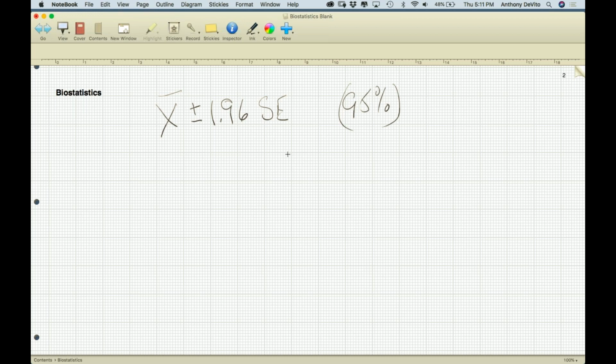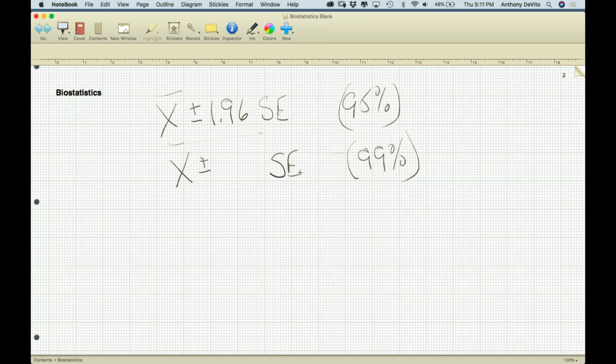I'm sorry, I'm using standard error because we're always using this formula with a sample, right? Let's say that I want it to be 99% certain. Well, that's going to be X bar plus or minus something times the standard error, right? What's it going to be?